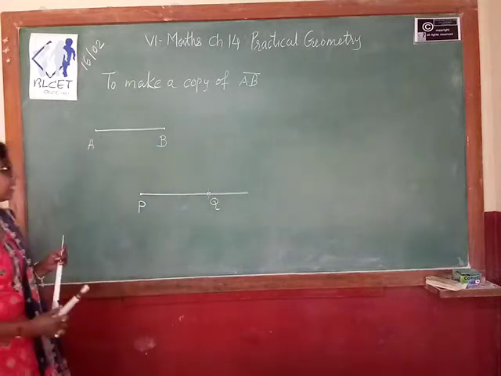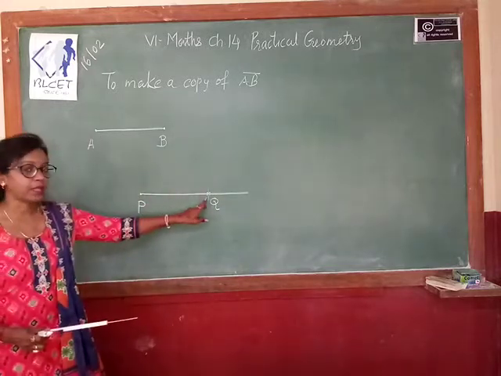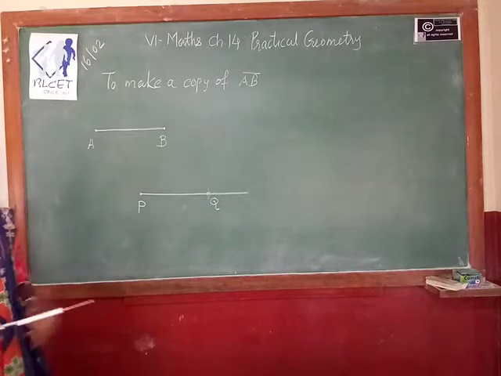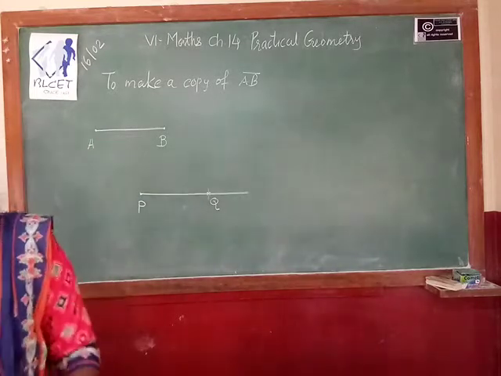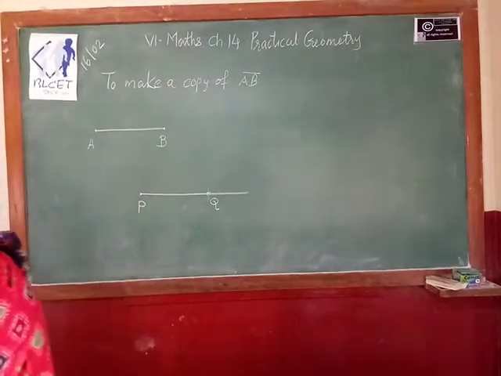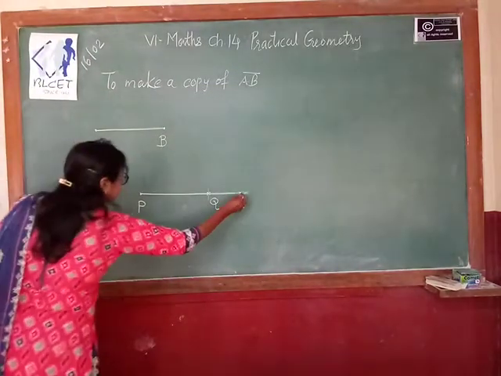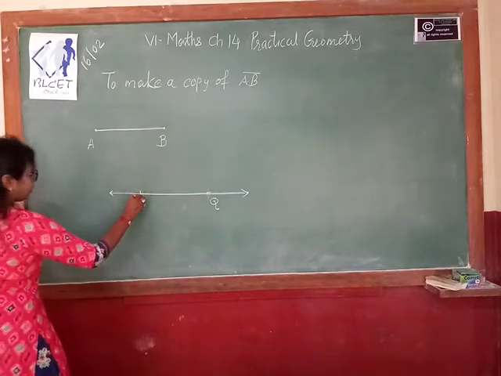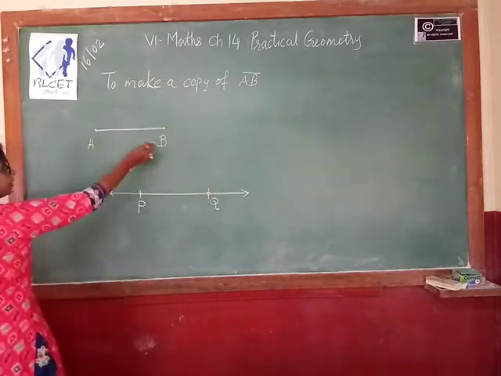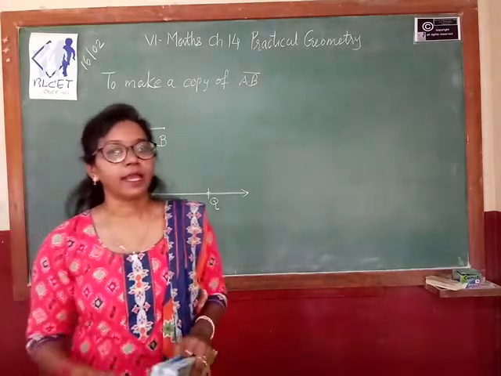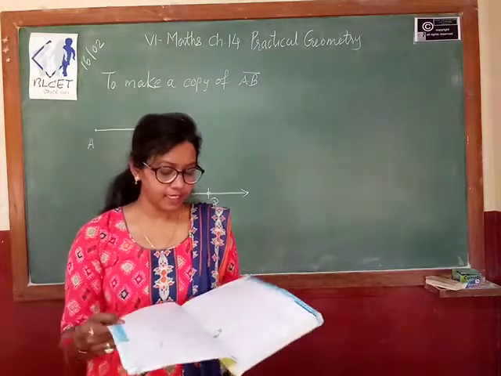So what can we say? The line segment PQ is exactly the same as the line segment AB. This way we can construct the copy of a given line segment. If you want, you can extend it and make it a line. Now this portion is exactly equal to this portion. So this way we can draw the copy of a given line segment. It's very easy.